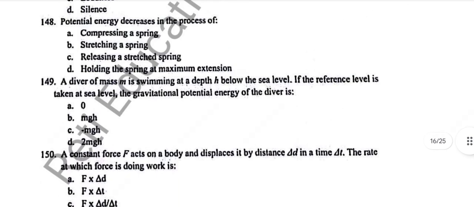Question number 149. A diver of mass m is swimming at a depth h below sea level. If the reference level is taken at sea level, the gravitational potential energy of the diver is, and the correct option is C, minus mgh. Below sea level, height is equal to minus h, potential energy is equal to minus mgh.